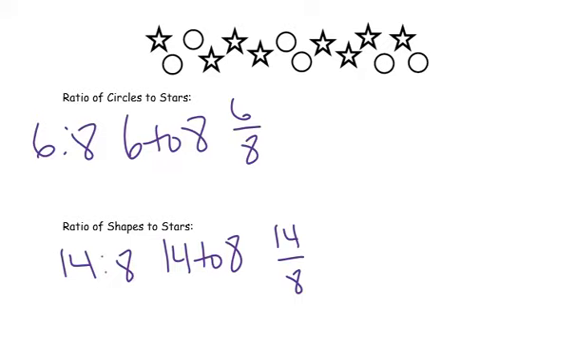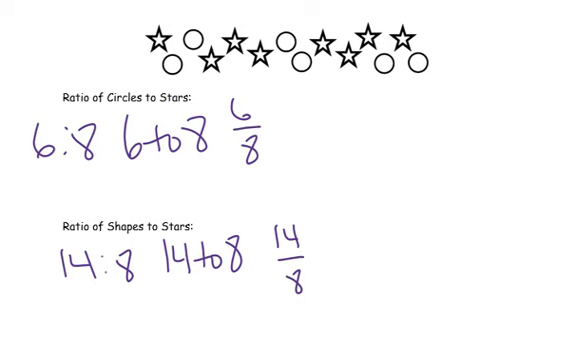In the writing ratios video, we learned that you can write ratios in 3 different ways. I've provided the example that we completed in the previous video. We said that the ratio of circles to stars was 6 to 8, and the ratio of shapes to stars was 14 to 8. For both of those ratios, we can simplify them.